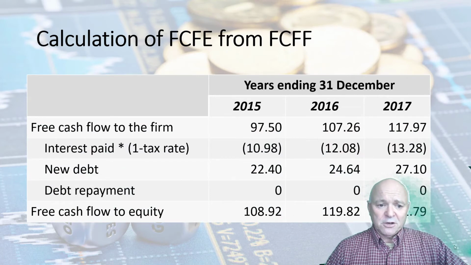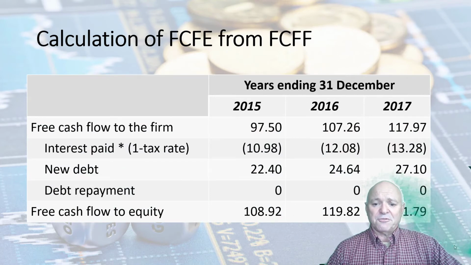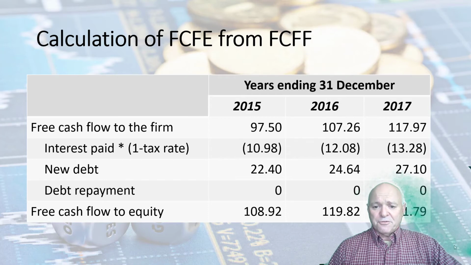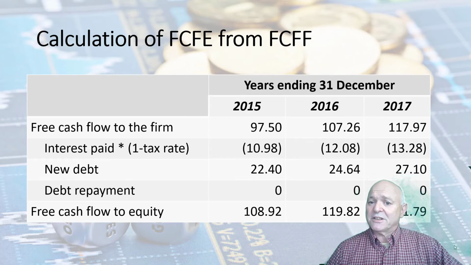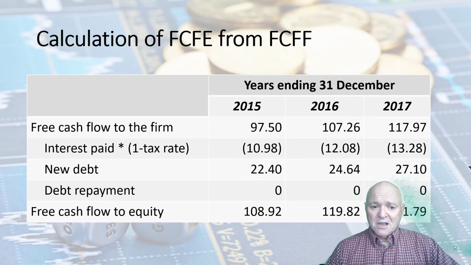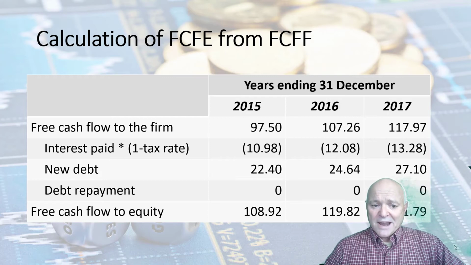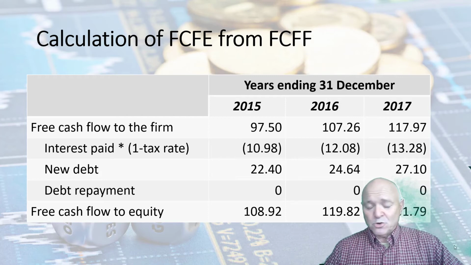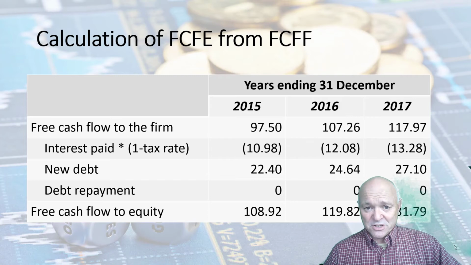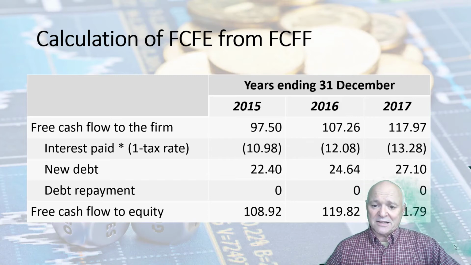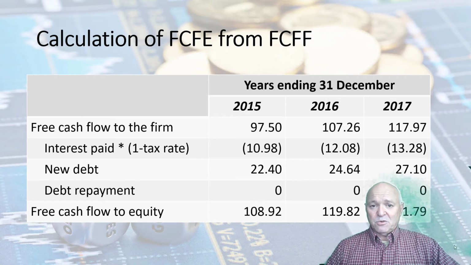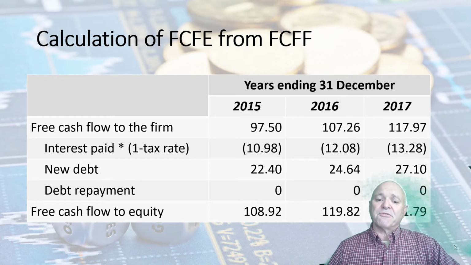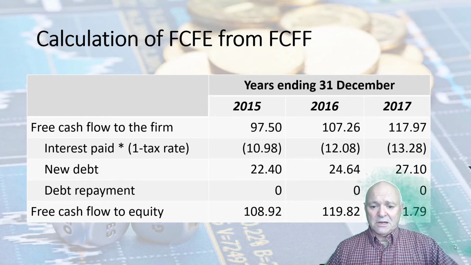So in our example here, the free cash flow to the firm was 97.5 that we looked at in our very first example. From this, we are going to subtract the return to debt, which is not really of interest to the equity investors. So we subtract the after-tax value of the debt. We add back the value of new debt, and that gives us the free cash flow to equity.